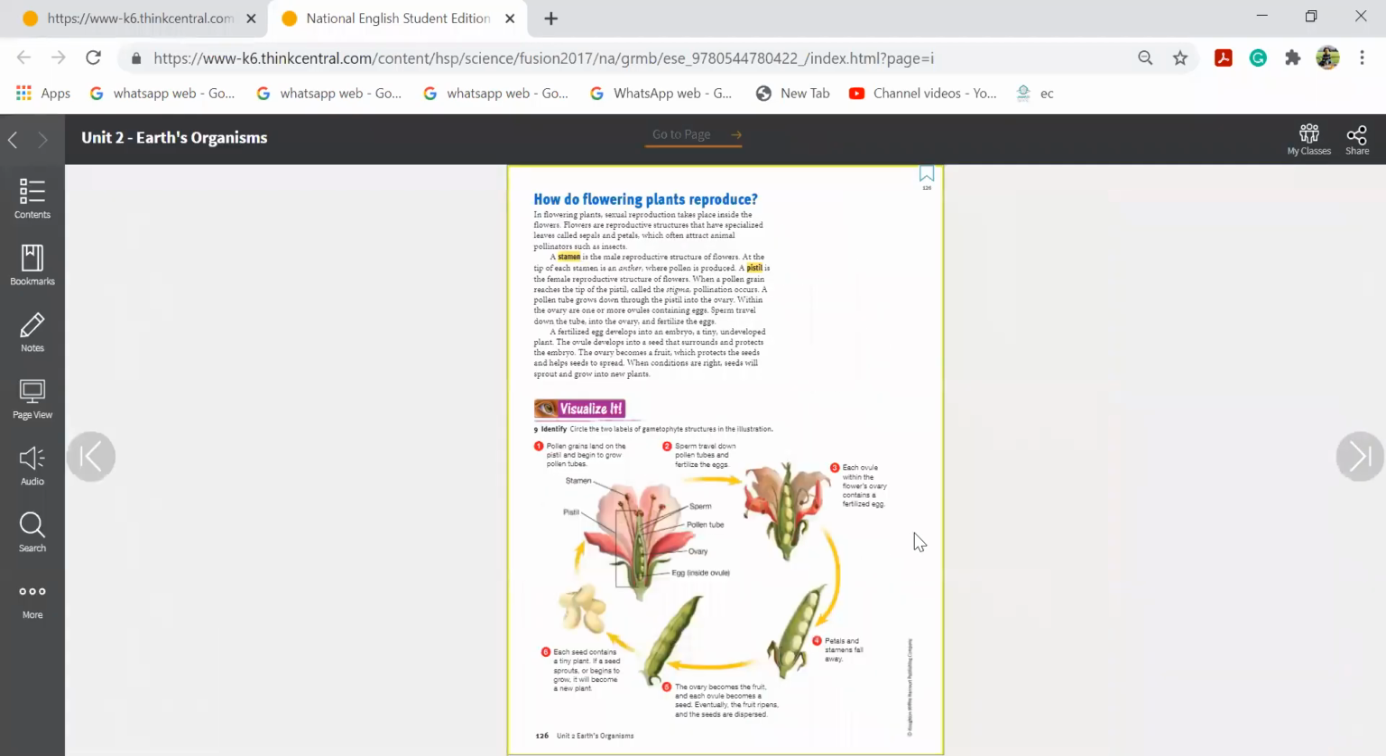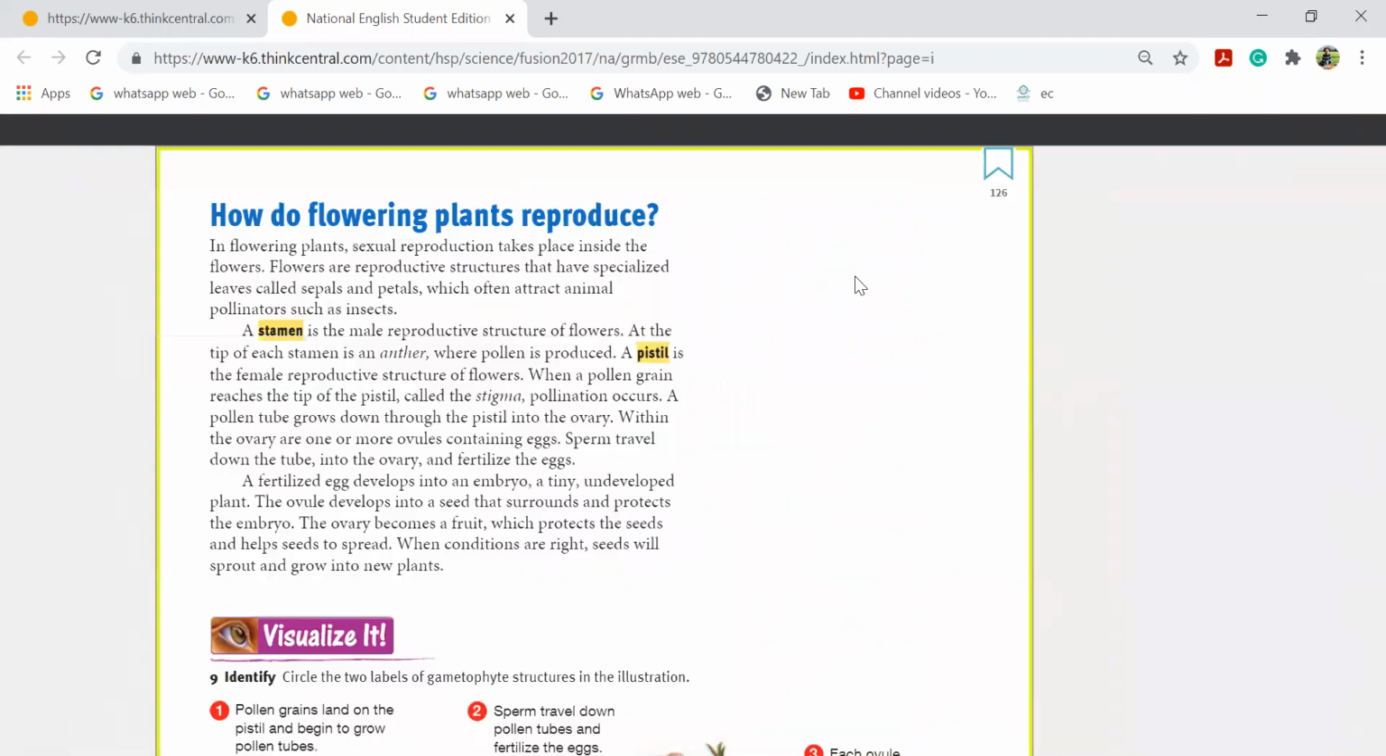Is it the same page number 126? Yeah. All right, so let us continue. Plant process, page 126, 4th February.